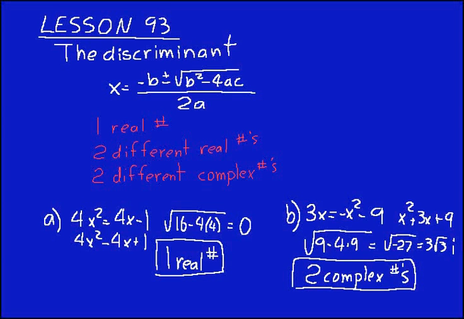So the discriminant basically discriminates between those three types of solutions, and it's the component of the quadratic formula that has all three coefficients in it, a, b, and c. And we can just tell it's a really important part of the quadratic formula, because it distinguishes between whether we're going to get one real number, two different real numbers, or two different complex numbers.